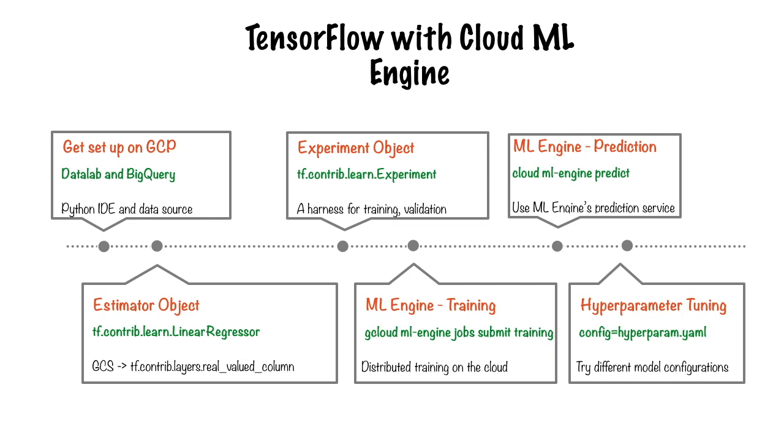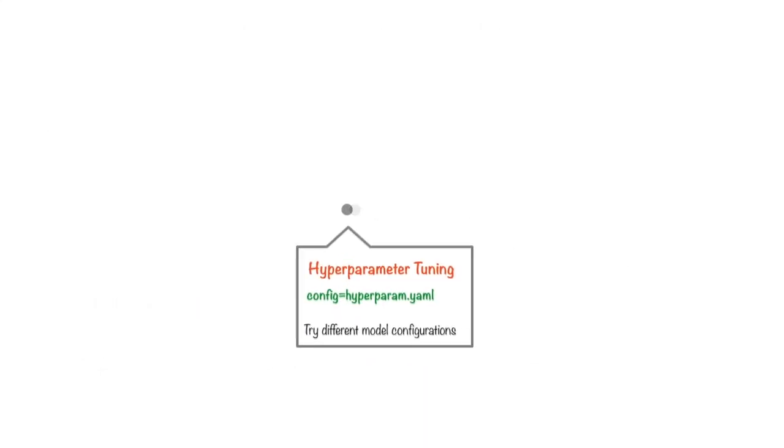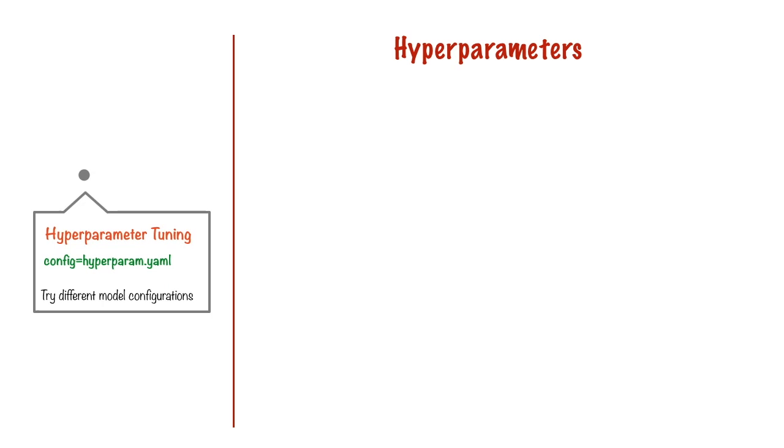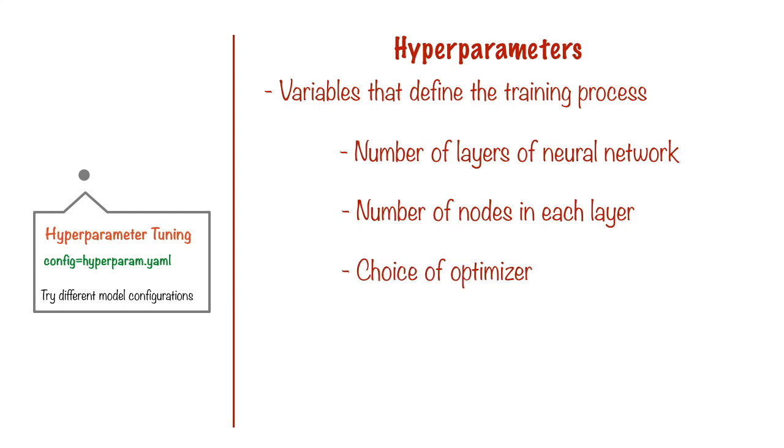This hyperparameter tuning, which we are not actually going to perform ourselves, is going to involve specifying a configuration file that is called hyperparam.yaml. YAML is a common file format for config files, and it is an acronym for yet another markup language. We've already discussed hyperparameters at length in this course. We understand that these are variables which define the training process, properties such as the number of training steps, the batch size, the number of neurons in the hidden layers. All of these are hyperparameters.